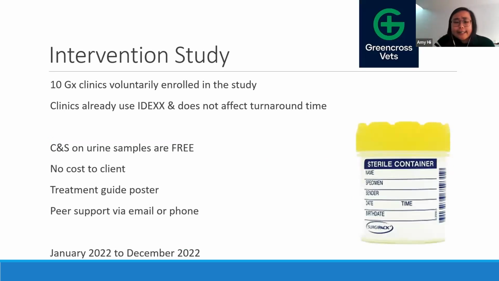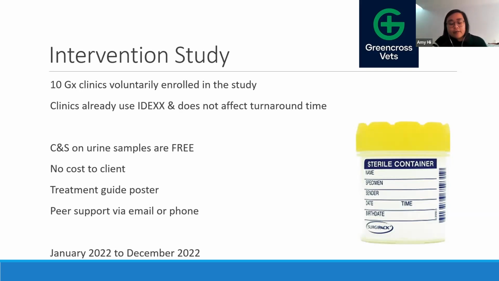In January, the study launched, and 10 Green Cross clinics voluntarily enrolled in this study and started submitting urinary samples to IDEXX laboratories using a special charge code that we provided. The clinics in Green Cross already use IDEXX for their diagnostic tests, so there's no interruption to their workflow, and it does not affect their turnaround time.